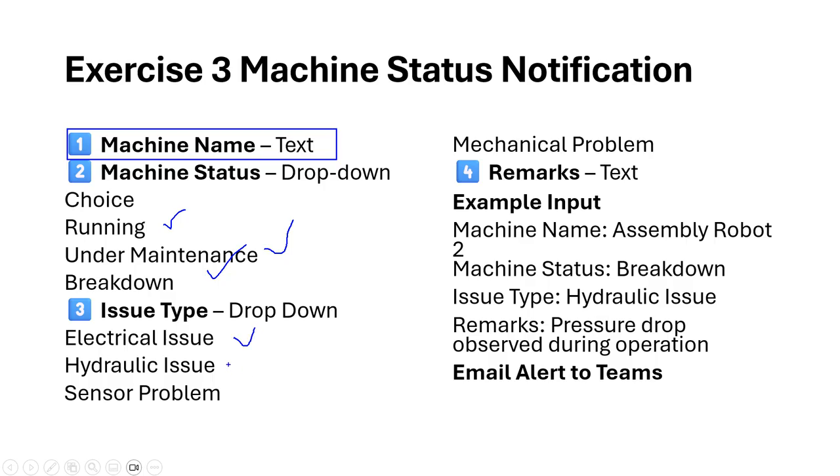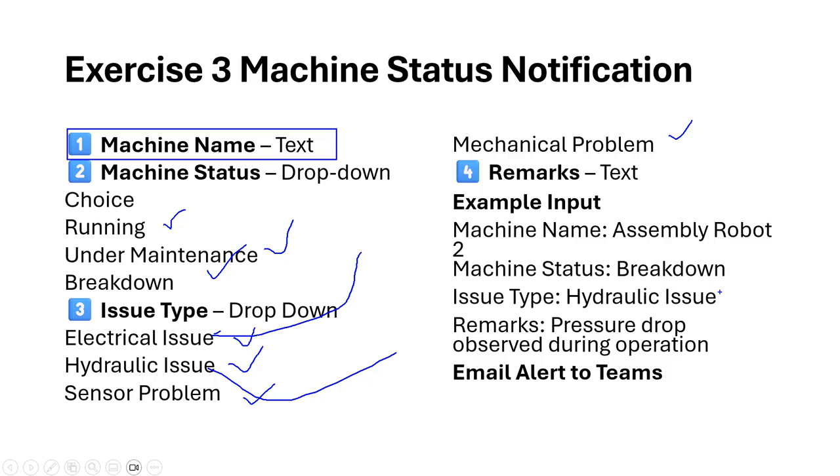If it is an electrical issue, I want to send a mail to the electrical department. If it is a hydraulic issue, I want to send a mail to the hydraulic department. Sensor issue or mechanical means the mechanical team. So based on the issue type, I want to send the message to different options. That part I will explain. First you create this new flow and create the 4 inputs. That's all. Based on the input, how to create a flow, that I will explain.